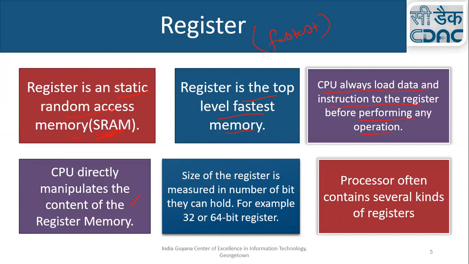The size of a register is measured in the number of bits it can hold, and generally the size is 32-bit or 64-bit, depending on the registers. And then processors often contain several kinds of registers.